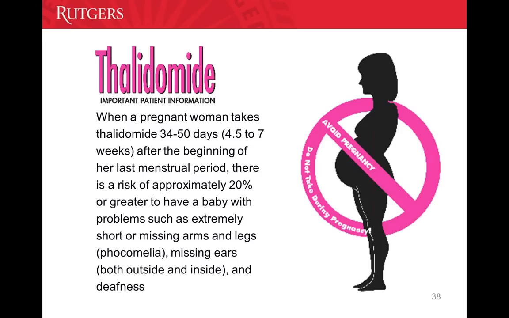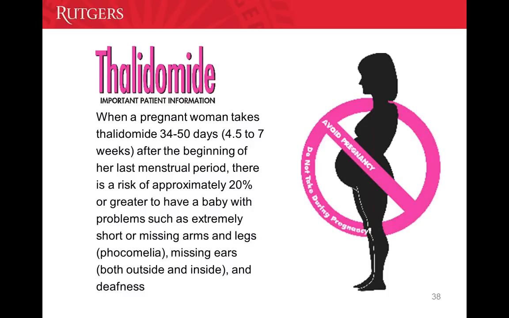Thalidomide is still used today for different reasons, but here is a warning label on the thalidomide container. And I think this is very exciting, and it shows you how complicated toxicology can be in a public health setting. So this is an important patient warning for thalidomide. When a pregnant woman takes thalidomide 34 to 50 days after the beginning of her last menstrual period, there is a risk of 20% or greater for the baby to have phocomelia.